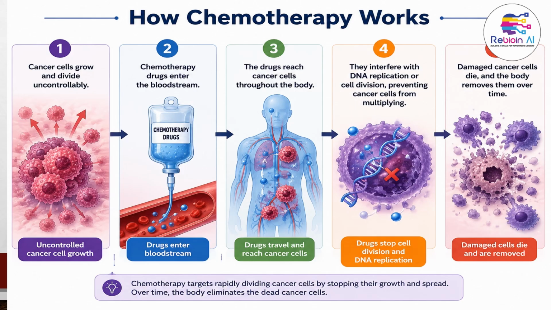Chemotherapy mainly targets rapidly dividing cancer cells. It can also affect some healthy cells that divide quickly, such as those in the hair follicles, bone marrow, and digestive tract. This is why patients may experience side effects like hair loss, fatigue, and vomiting. Overall, chemotherapy helps control cancer growth by stopping cancer cells from growing and spreading.